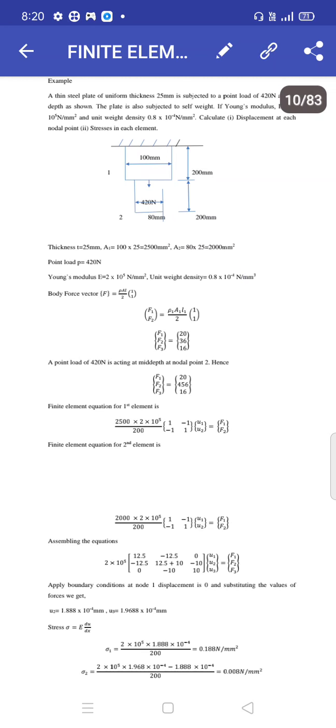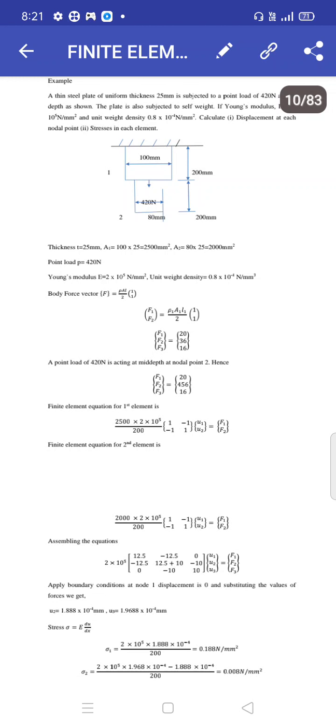So we can split it up into two elements. Here we are using the formula F1, F2 is equal to rho 1 A1 L1 divided by 2 into the vector 1, 1. From which we can calculate the force values F1, F2, F3 as 20, 36, then 60. The point load of 420 is added at the midpoint. So 420 plus 36 is equal to 456 at the middle node.